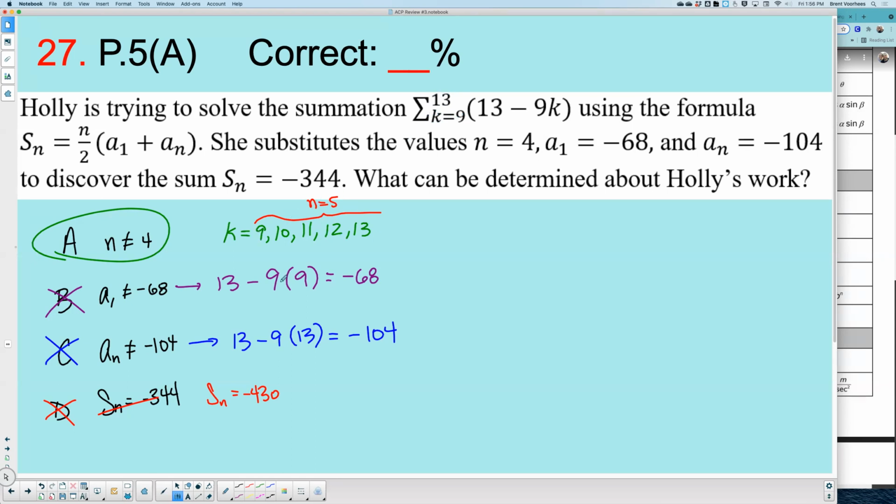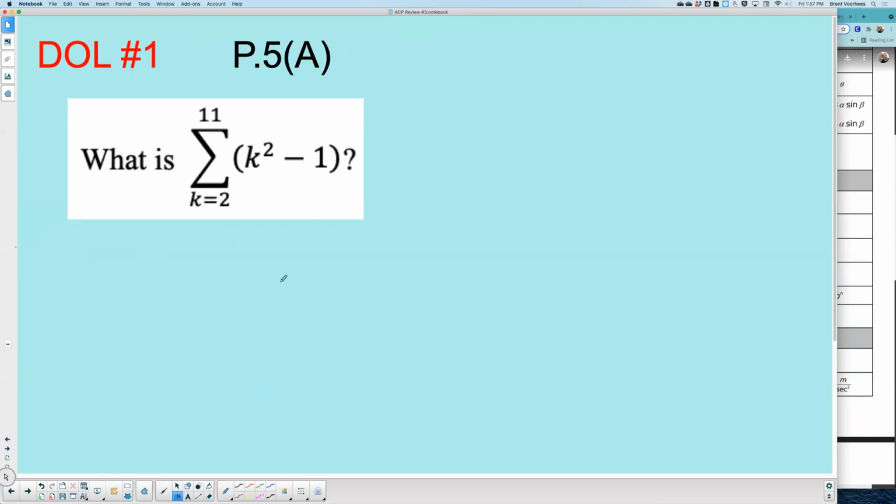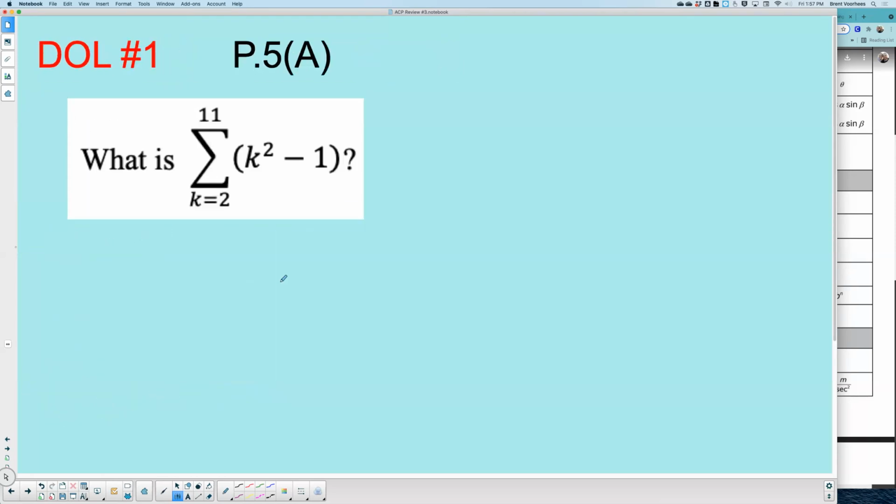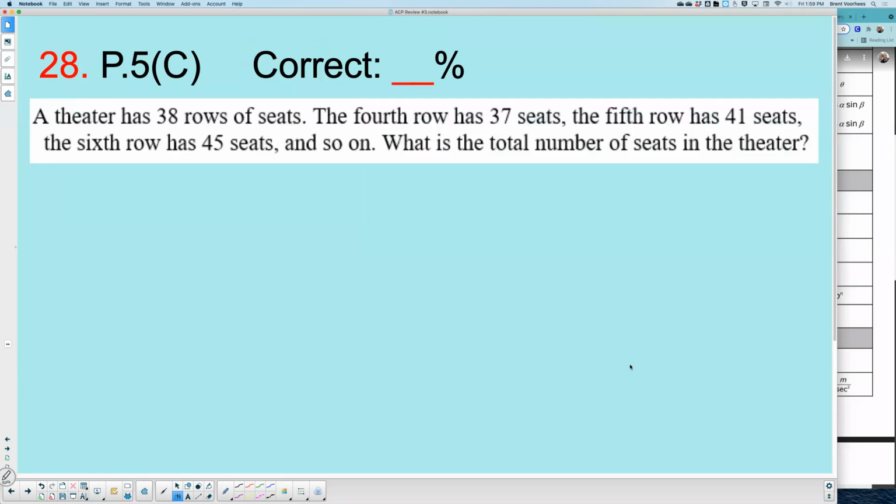All right. So there is your review on sigma. With that, I'm going to give you a DOL. I went easy on you because these two problems were harder. So now I'm going easy on you. I'm just going to ask you, what is that sum? Your DOL is just to find out what is that sum. All right, pause video if you need more time. I'm moving on.